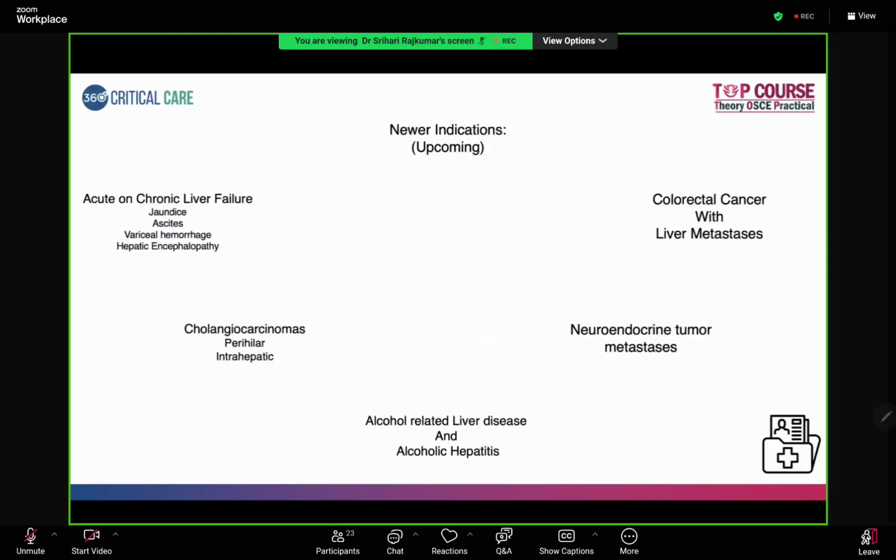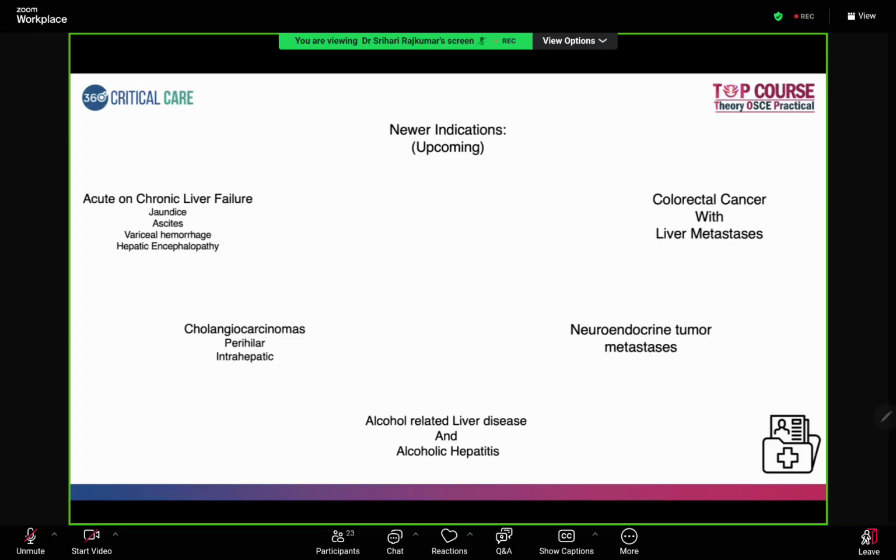Now, in the last few years, there has been a small trend shifting towards newer indications for transplant. Patients who present with acute or chronic liver failure, that is, they manifest with jaundice, ascites, variceal hemorrhage, or hepatic encephalopathy, can be considered for transplantation. Similarly, patients with cholangiocarcinomas, perihilar or intrahepatic, can be considered.